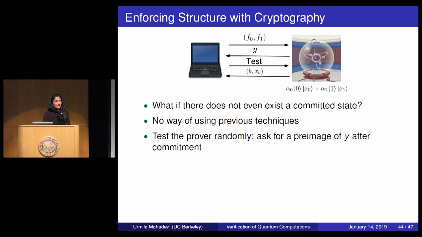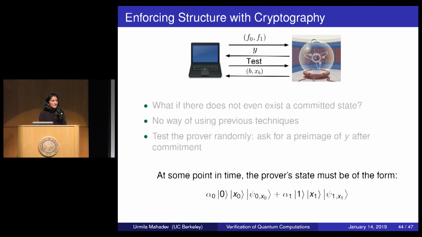But what I want to say is that this test defines a committed state of even an arbitrary prover. So this prover, I don't know anything about him, but all I know is that he passes the test. So when I ask him for a test, he hands back a pre-image of Y. Now, it turns out that just this test can help me define this committed state. So what I can say is that at some point in time, the prover state has this form. Most of this state is irrelevant. Alpha 0 and alpha 1 can be anything. Psi 0 and psi 1 just represent the rest of the prover space. They can also be anything.